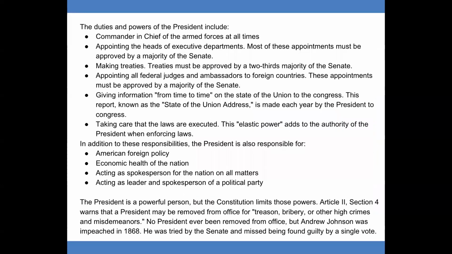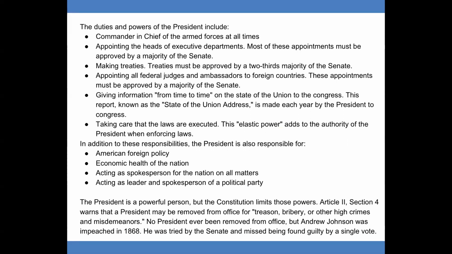The duties and powers of the president include: Commander-in-Chief of the Armed Forces at all times; appointing the heads of executive departments, most of which appointments must be approved by a majority of the Senate; making treaties, which must be approved by a 2/3 majority of the Senate; appointing all federal judges and ambassadors to foreign countries, which appointments must be approved by a majority of the Senate; and giving information from time to time on the State of the Union to the Congress.